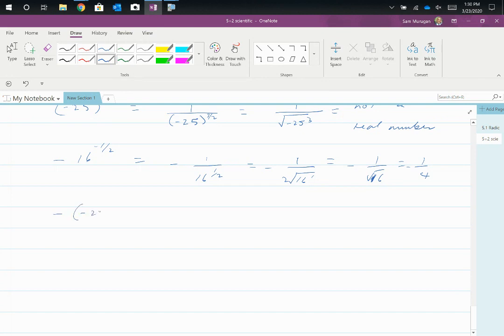Negative of -27 to the power -4 over 3. So 1 over, keep the negative sign here, negative 27 to the positive power 4 over 3.